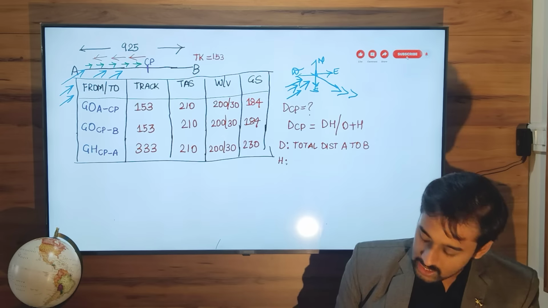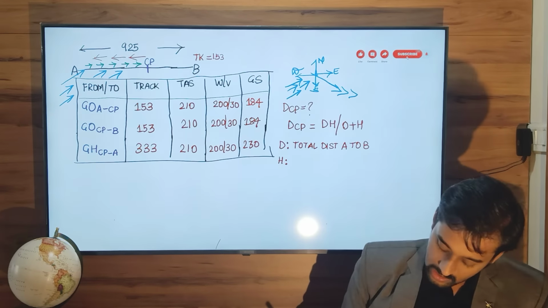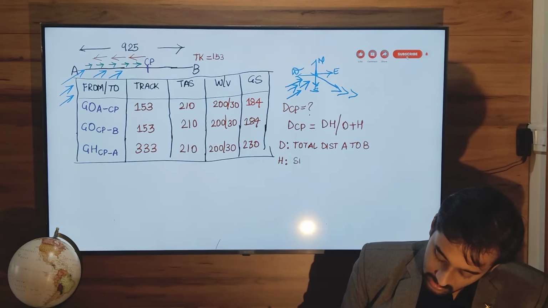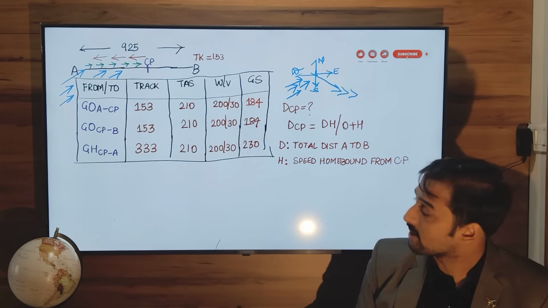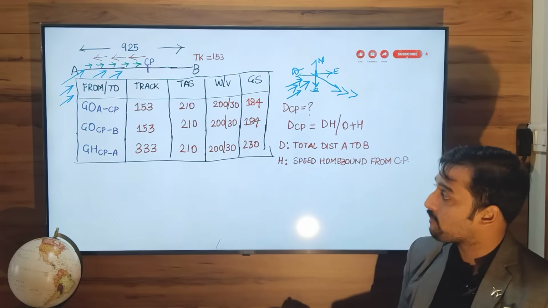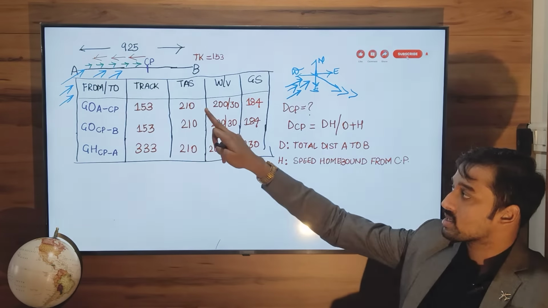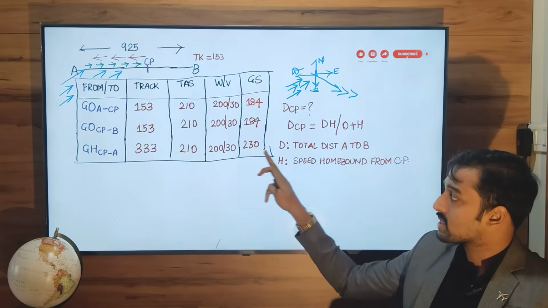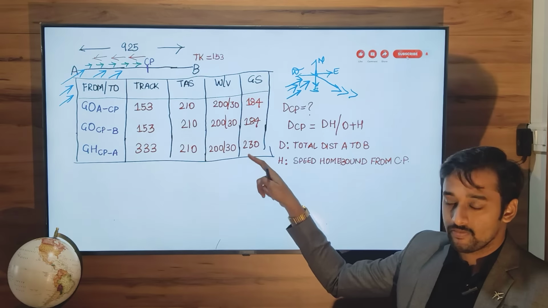H stands for the ground speed homebound from the critical point. You are coming back home from the critical point towards point A. So H stands for that speed. In this formula for H you will use this speed, 230.